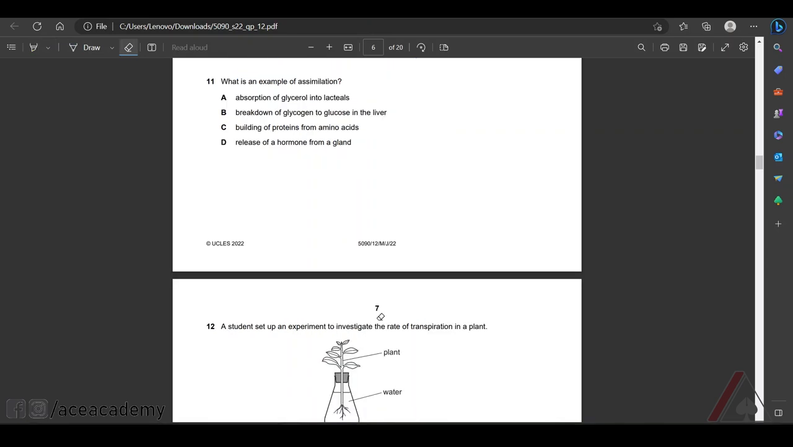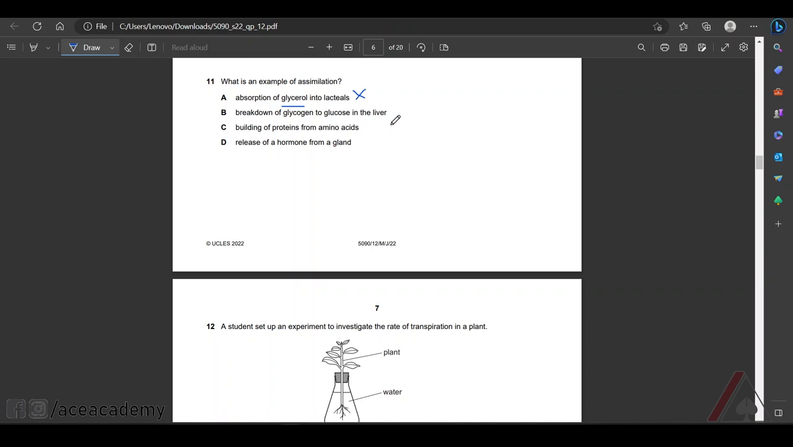Now, on to number 11. What is an example of assimilation? To solve this question, we need to remember the formal definition of assimilation, which basically says how products of digestion are used up in cells. Now, let us check out the options. Option A reads, absorption of glycerol into lacteals. No, this one should be wrong because while glycerol is a product of digestion, just saying that they're absorbed into lacteals doesn't really say how they're used up in cells. So no, this isn't exactly assimilation.